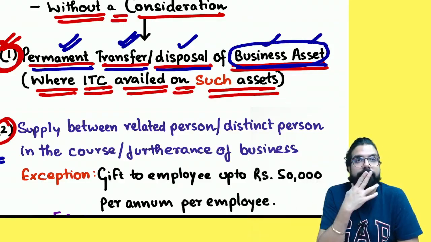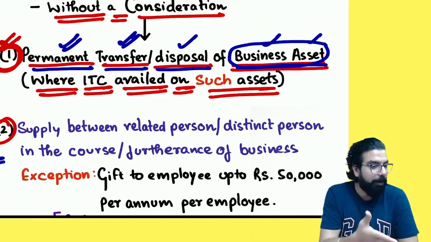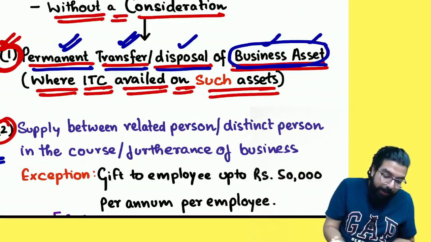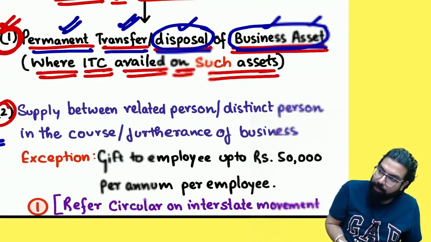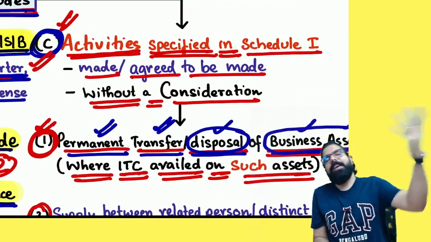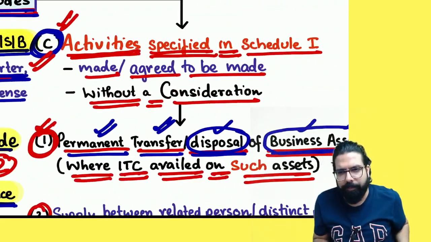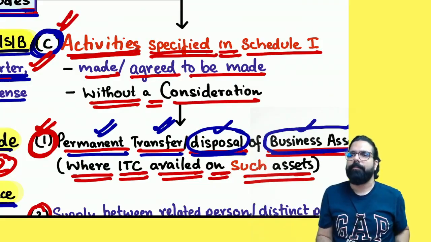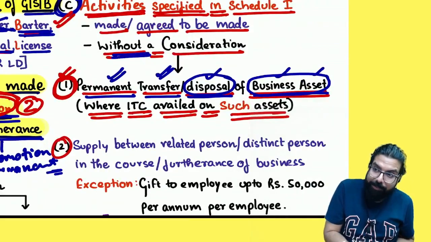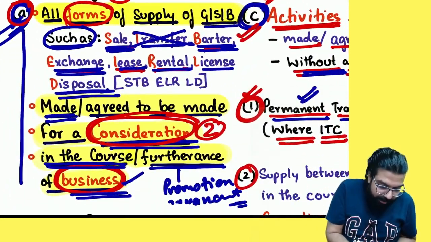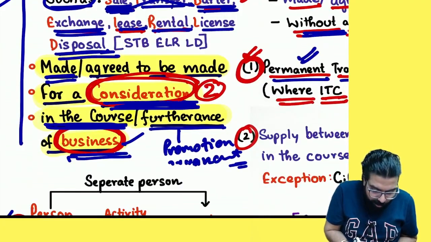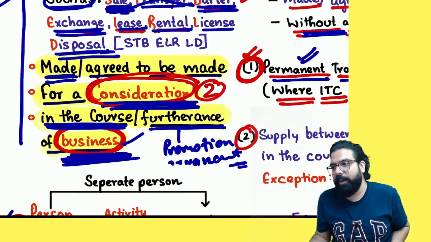Furniture, projector, laptop, AC, all these are business assets. If I permanently dispose them with consideration, okay, if I sell the AC for a consideration, then it is a sale. That is with consideration, Baba. Then it will come under sale for a consideration in the course of business. Did you guys understand this?